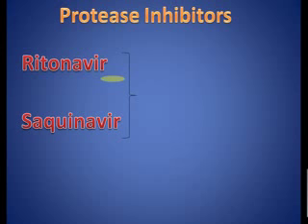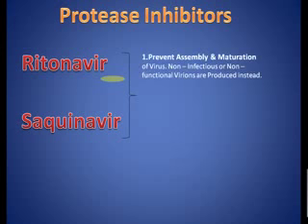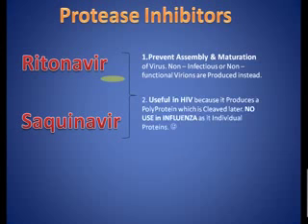So let's discuss them in more detail. As I said, they prevent the assembly and maturation of the virus, and non-functional or non-infectious virions are produced, and the processing of the proteins cannot occur. Bottom line is that. The second point is they're useful in HIV, as I said, because HIV produces a polyprotein, which is cleaved by proteases, and these protease inhibitors prevent the cleavage.